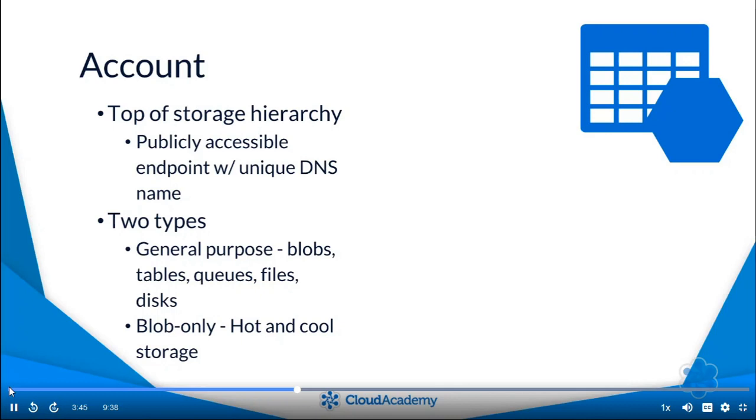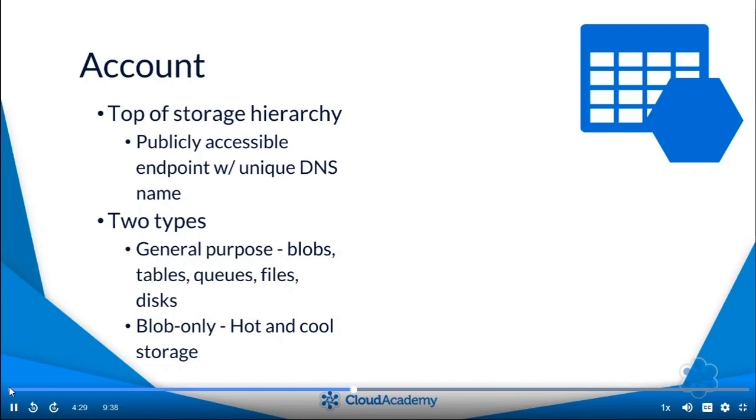There are 2 types of storage accounts. General purpose accounts provide access to all types of storage resources: blobs, tables, queues, files, and disks. A general purpose account can be configured with standard or premium performance tiers. The premium tier provides high-end performance for Azure virtual machines used for I/O intensive operations like data analytics. As the name implies, blob-only storage accounts only support the blob storage type. These specialty accounts allow configuration of hot and cool storage tiers, which optimize performance and cost for frequent versus infrequent data access patterns.